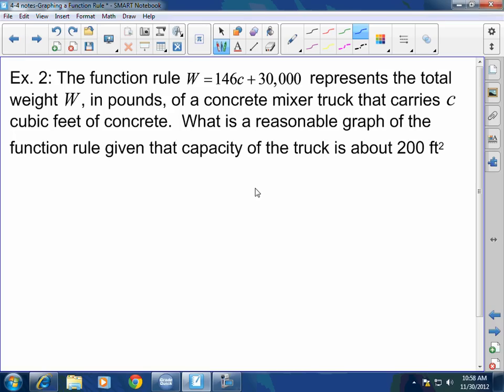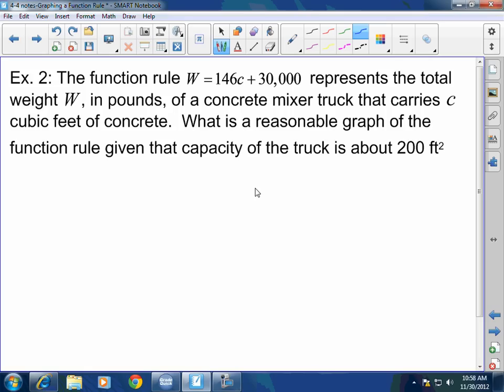The function rule W equals 146C plus 30,000 represents the total weight W in pounds of a concrete mixer truck that carries C cubic feet of concrete. What is a reasonable graph of the function rule given that capacity of the truck is about 200 cubic feet? Okay. So what's happening here, guys?